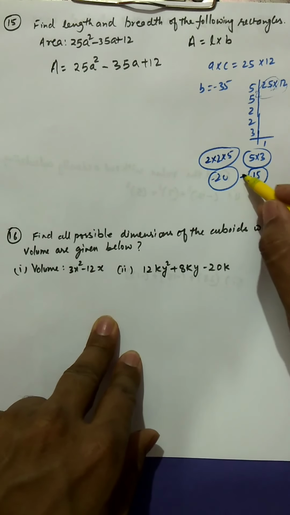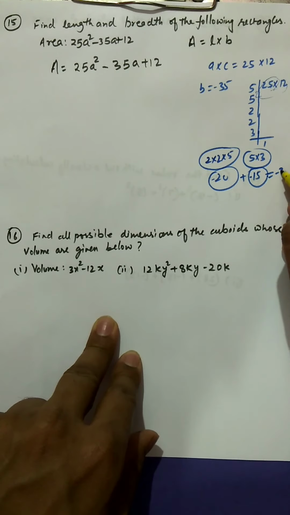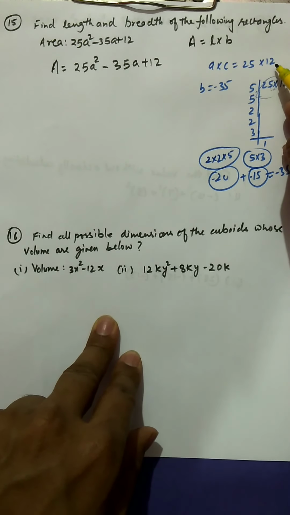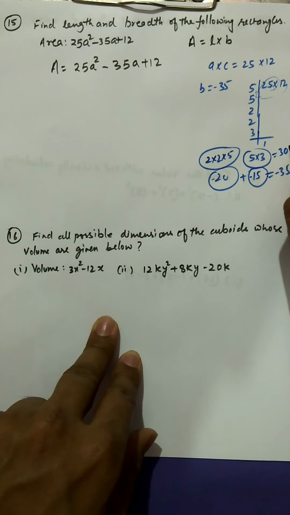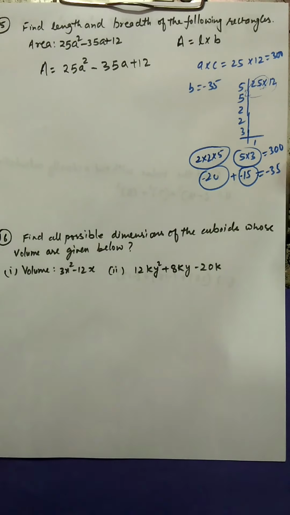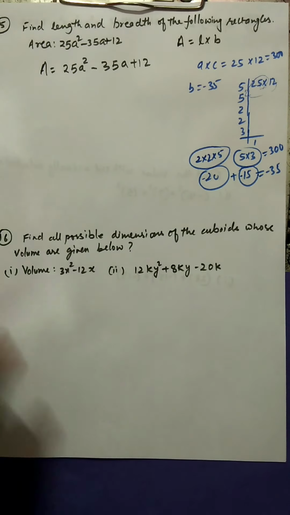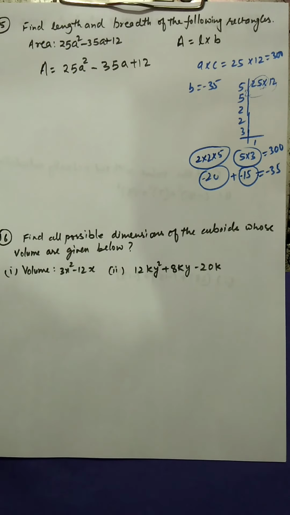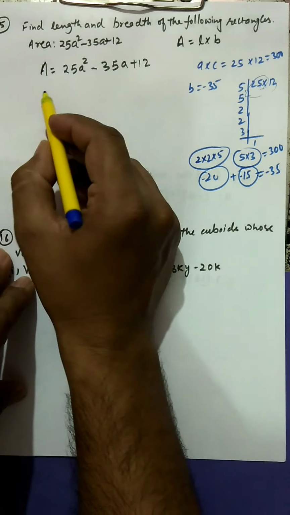If you add them you are going to get minus 35, and if you multiply them you are going to get 25 into 12, that is 300. So now this is completely your choice how you decide the factor, but you have to keep in mind two things: that your product should be equal to a into c and your sum should be equal to b, which is minus 35. So now I'm factorizing this.